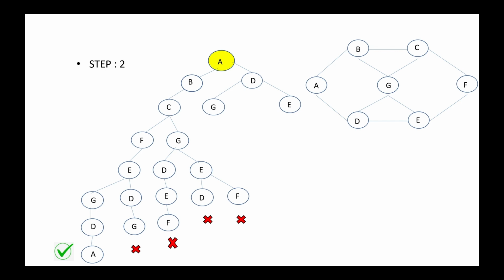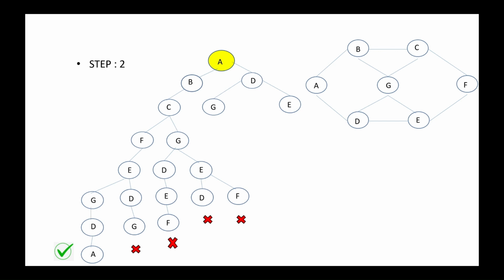For E, there are three adjacent vertices. One is G and D and F. D and G are both visited, so we didn't write. We write F. For F, C and E are the two adjacent vertices. Both vertices are visited, so we didn't write. It is also not a cyclic form.